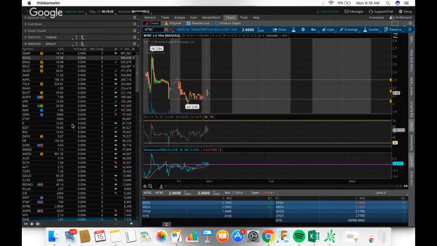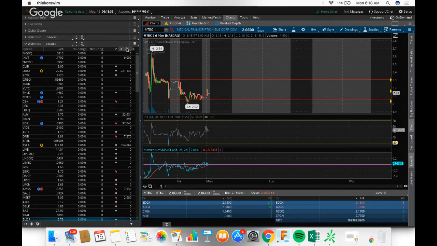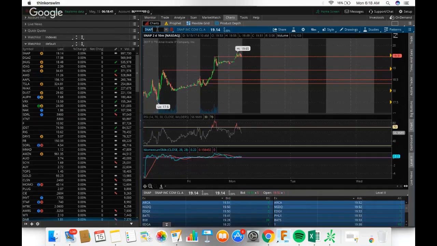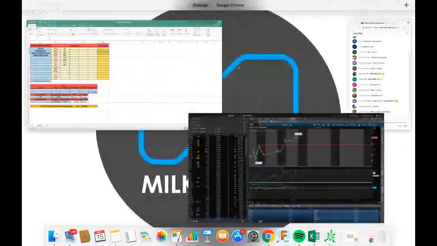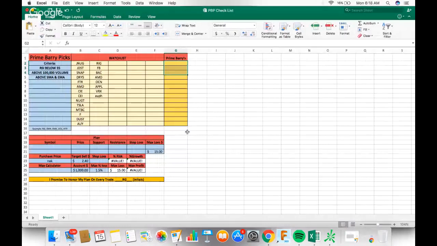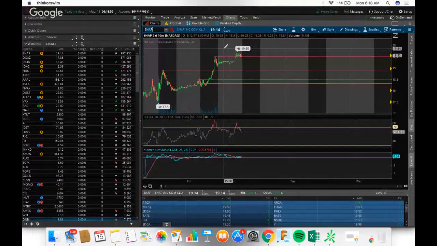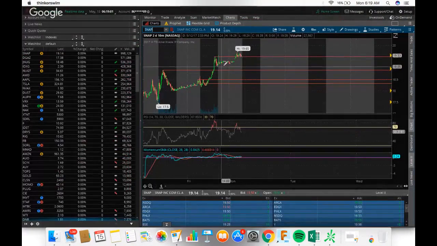So I like looking at my watch list based on volume. I click on volume, click it one more time, and then click it one more time. From top to bottom, it shows the highest volume to lowest volume. So it shows that Snapchat is one of the biggest movers during pre-market hours based on the stocks on my watch list. One of the other things that I have going up is my PBP checklist, which is the Prime Berry checklist, which is going to help me analyze and filter out stocks. And I'm going to explain that in just a little bit. We have 12 minutes until market open, so let's go ahead and get right to it.